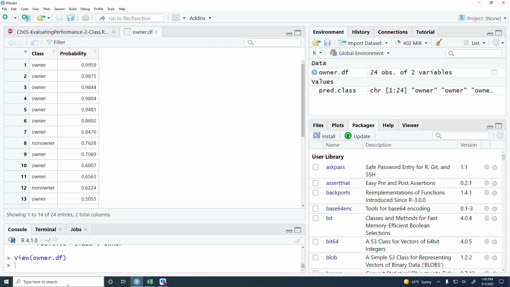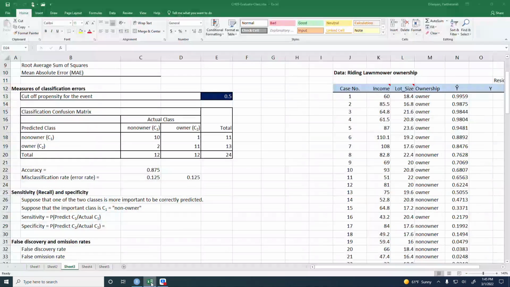So let's go on to the Excel file, and we already populated this. Here we have the data and then the probability, and we have set up an initial cutoff probability of 0.5, which means any probability greater than 0.5 will be classified as owner. Here we have the actual class in columns, the predicted class in rows.